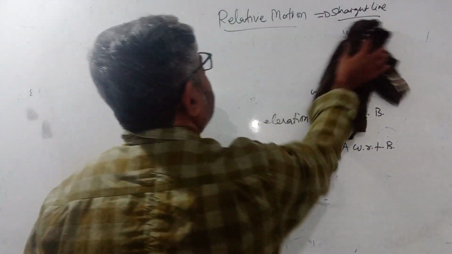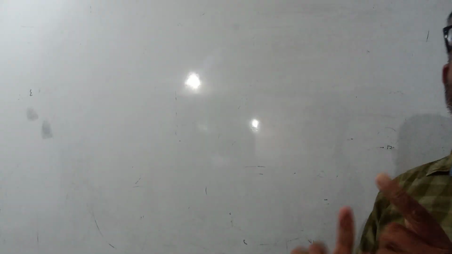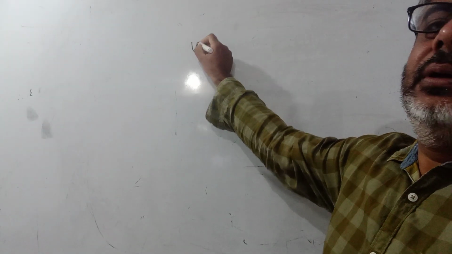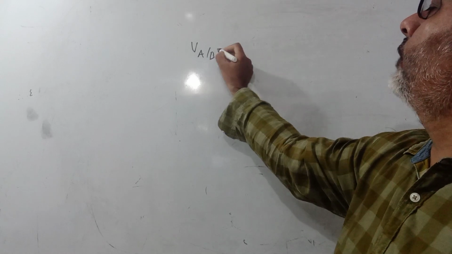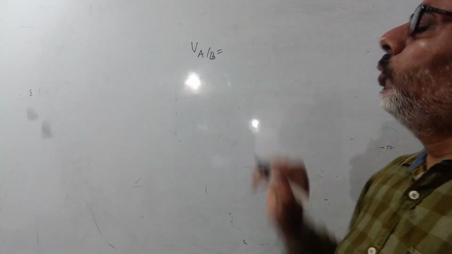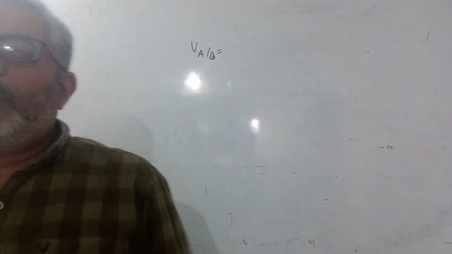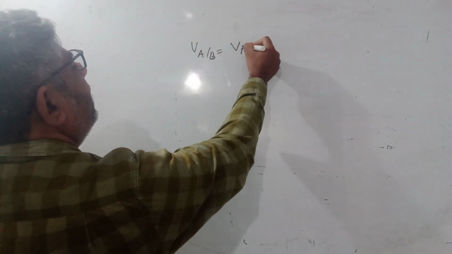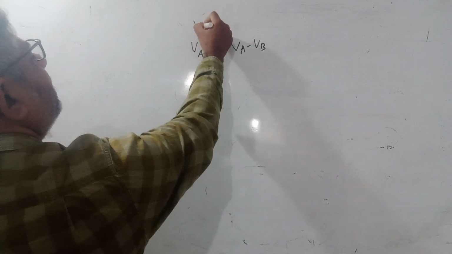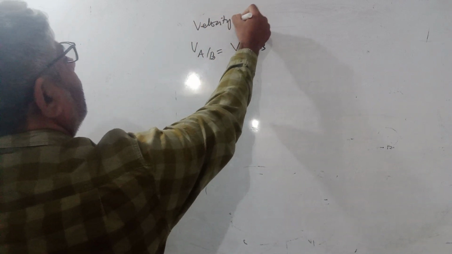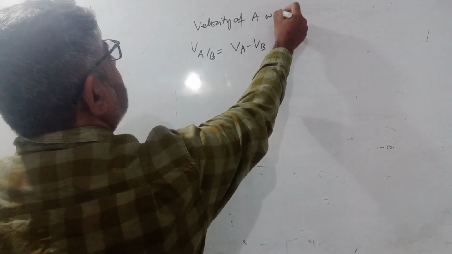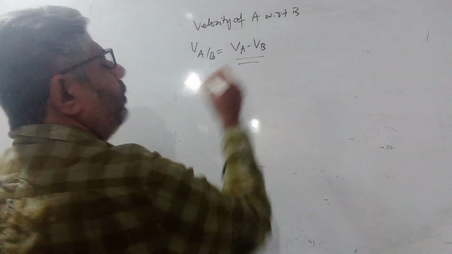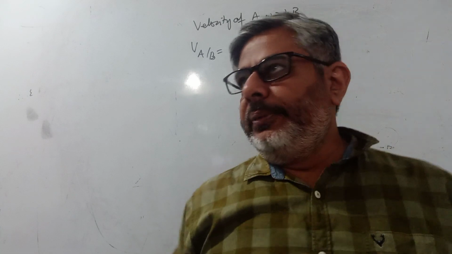Now without wasting much time, let us see what happens when we calculate the velocity of one object with respect to other. For example, I calculate velocity of A with respect to B. Then how do we write it? Like what is the formula for the velocity of A with respect to B? So that is simply VA minus VB. So what I am defining is velocity of A with respect to B. You can note down, it is VA minus VB.